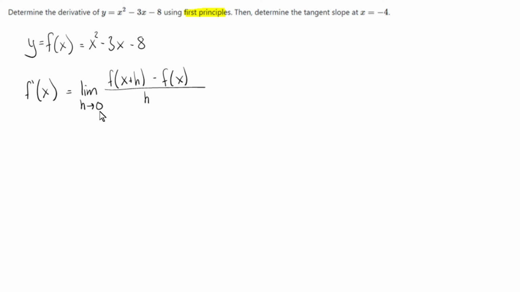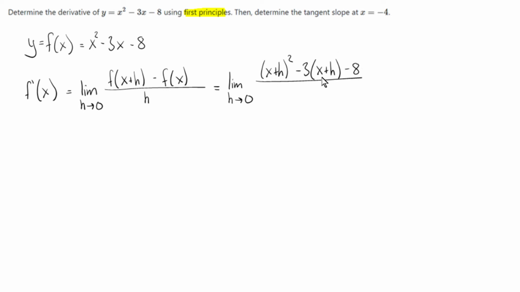So as h goes to 0, that secant line will progressively coincide with the tangent at x-coordinate x, and the slope of the secant line is approaching the slope of the tangent line. So now all we have to do is substitute in our function. So we have the limit as h goes to 0, and in the numerator we're going to have x plus h squared minus 3 times x plus h minus 8.